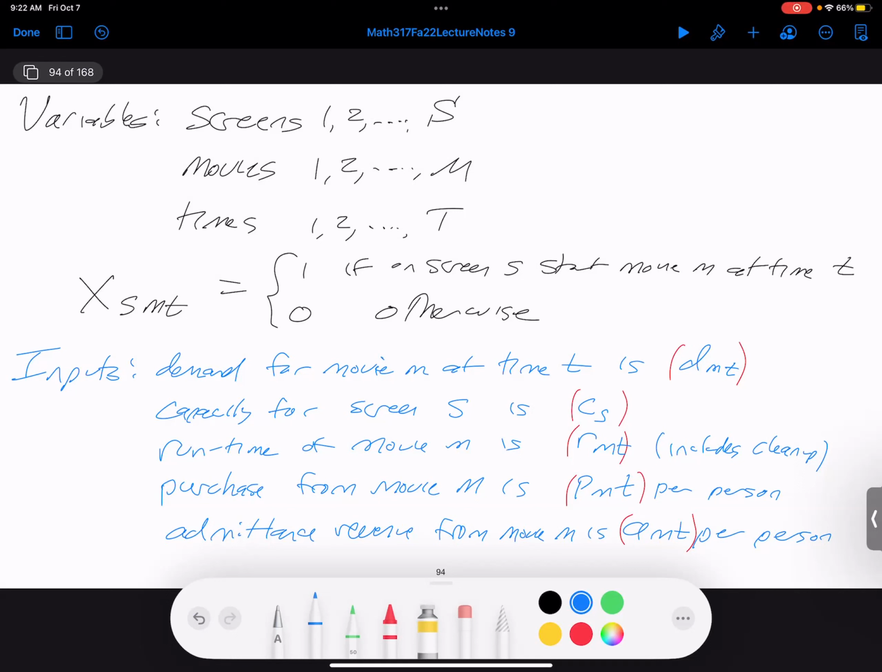So how might you get data for what the purchases from a movie M are? You could look in the trash can after the movie is over and see what people consume. Okay, but this is better than looking in the trash can.